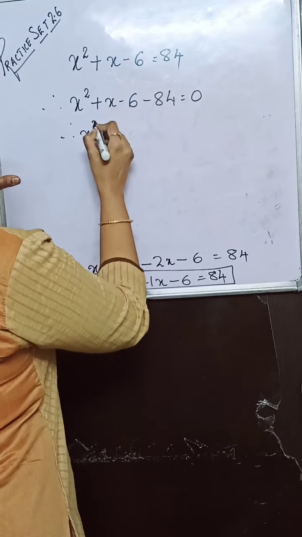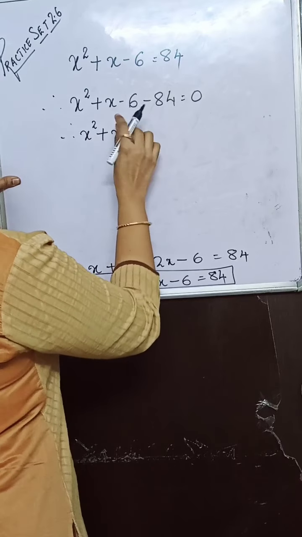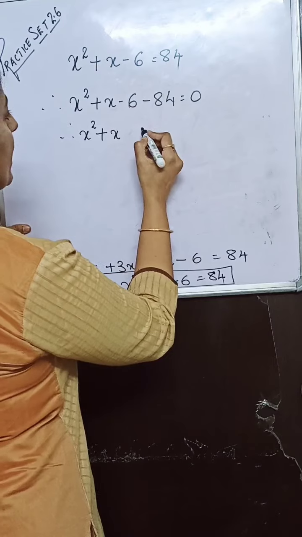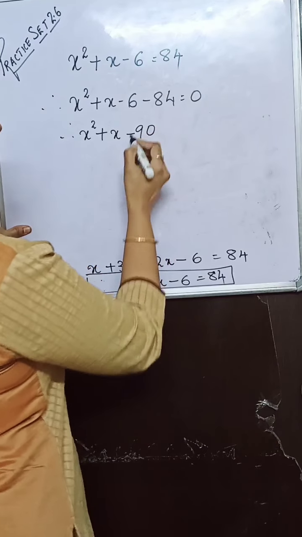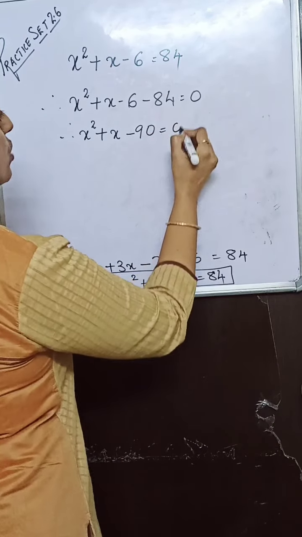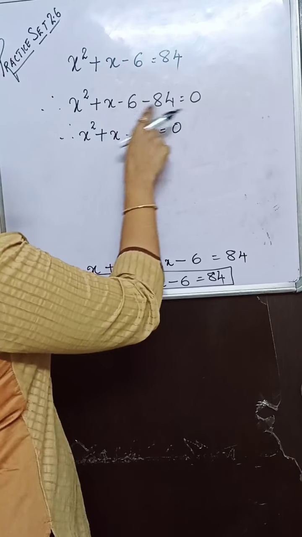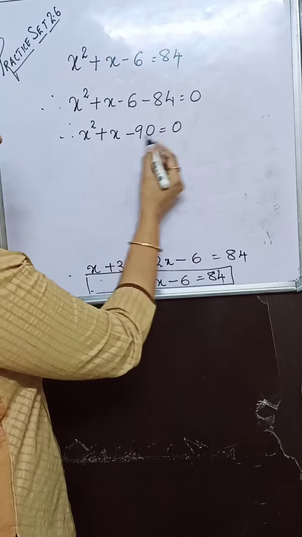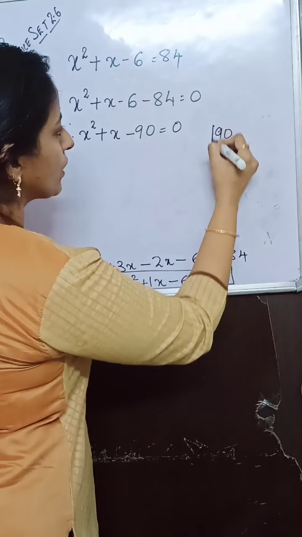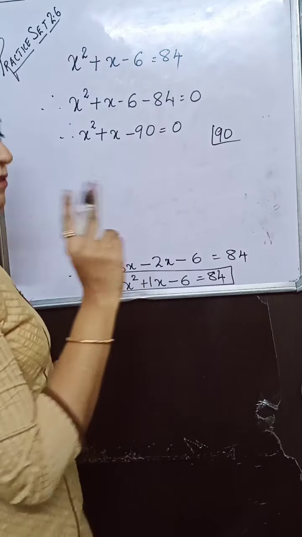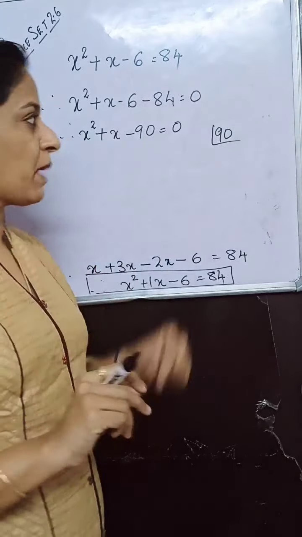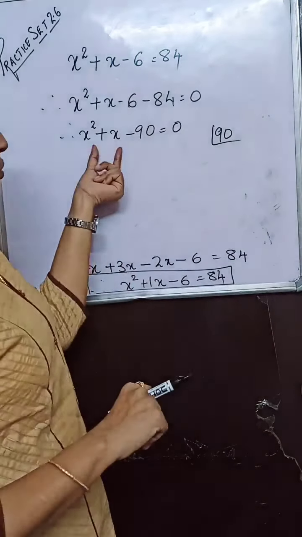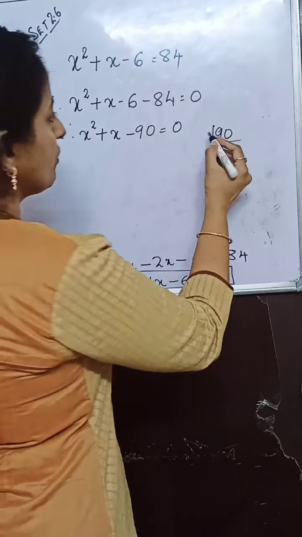Therefore, x square plus x minus 84 plus 6 will be 90. So you have minus 90 equal to 0. Both are negative. 84 is the bigger number, minus sign. So minus 90. Now 90, you will find out the prime factors. We want two numbers. When you multiply, you should get minus 90. When you add or subtract, you should get plus 1. Okay. So which are the numbers?